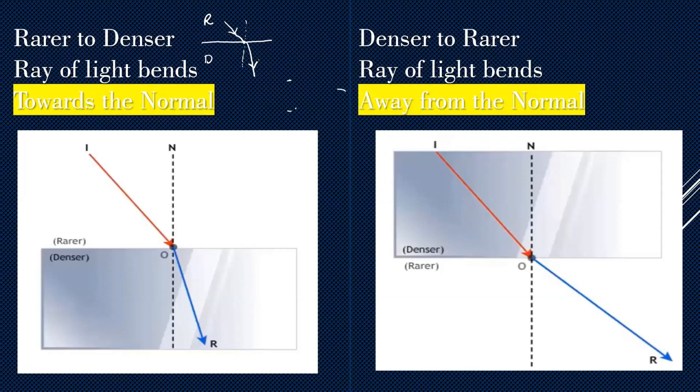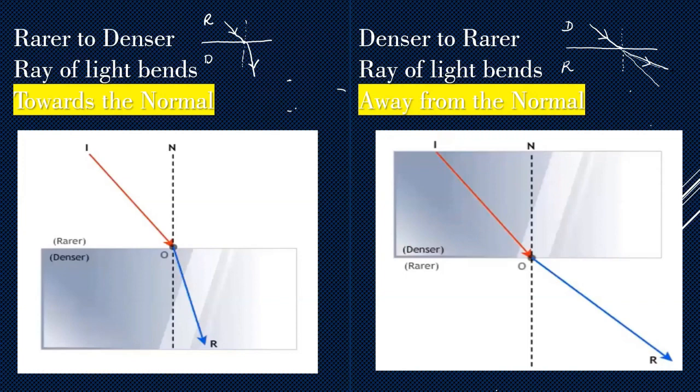On the contrary, if you observe the second diagram, this red one is your incident ray and the blue one is the refracted ray. Basically this incident ray should have gone in a straight line, but now it is moving away from the normal. So what makes it go away from the normal? When a ray of light travels from a denser medium to a rarer medium. At the point of incidence, I'm drawing a normal. It will go away from the normal. Normally it would have followed this path in a straight line, but now it is going away from the normal.